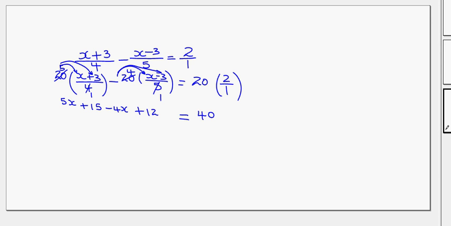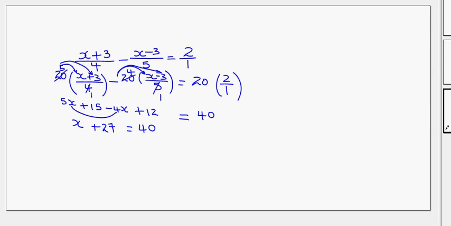Okay? So the next step now is to group like terms. So we're going to group the 5x and the minus 4x. We're going to work those out now. What is 5x minus 4x? 1x. And 1x is the same thing as x. So I'll just write back x there. And 15 plus 12 is how much? 15 and 12 is 27. Okay? And that would be equal to 40.